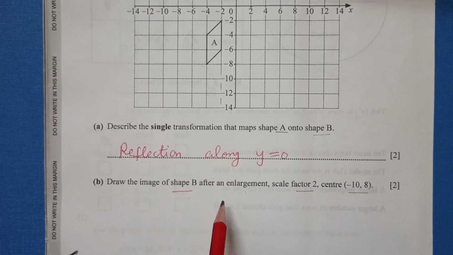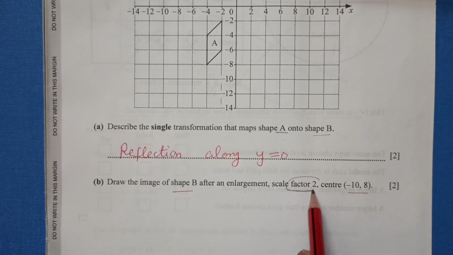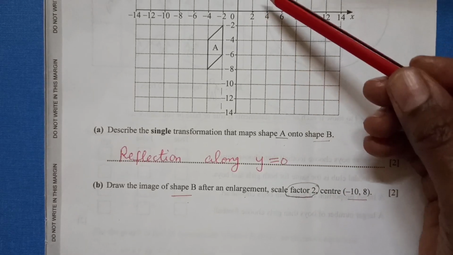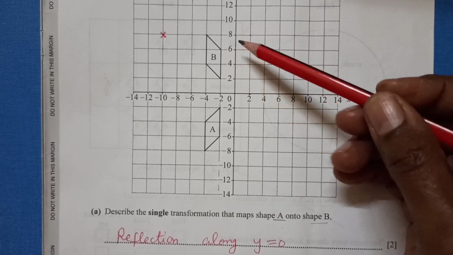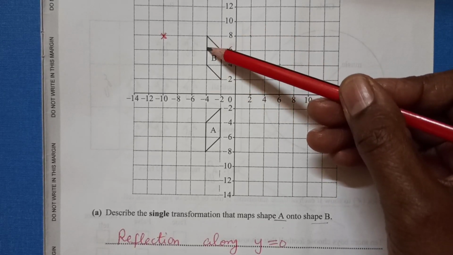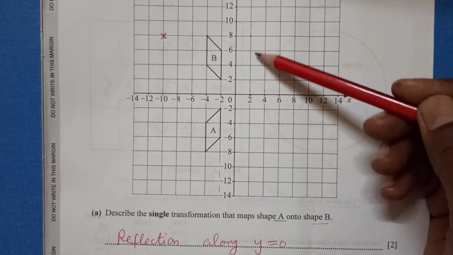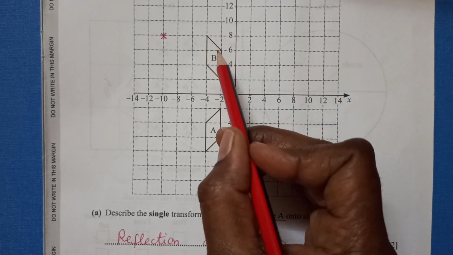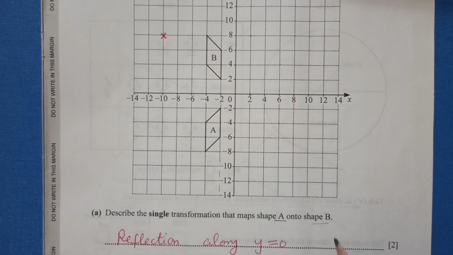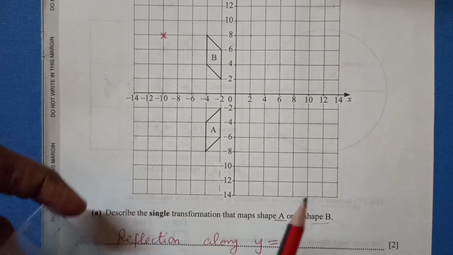So when we enlarge the shape by scale factor 2, that means all the sides are going to increase by 2. So if we have 2 squares here, this side will have 4 squares. This is one diagonal, so it will be 2 diagonals. So we are going to make it twice.